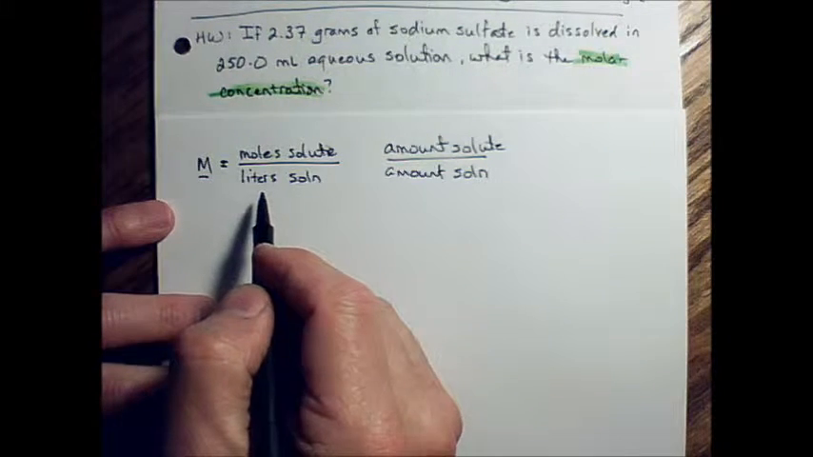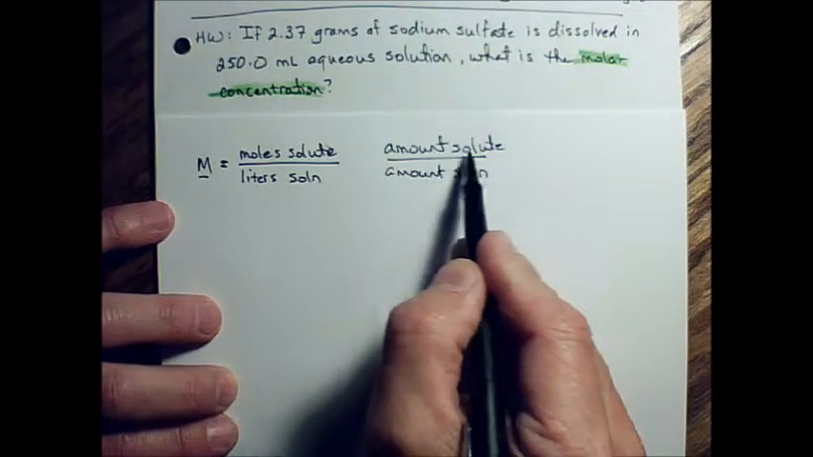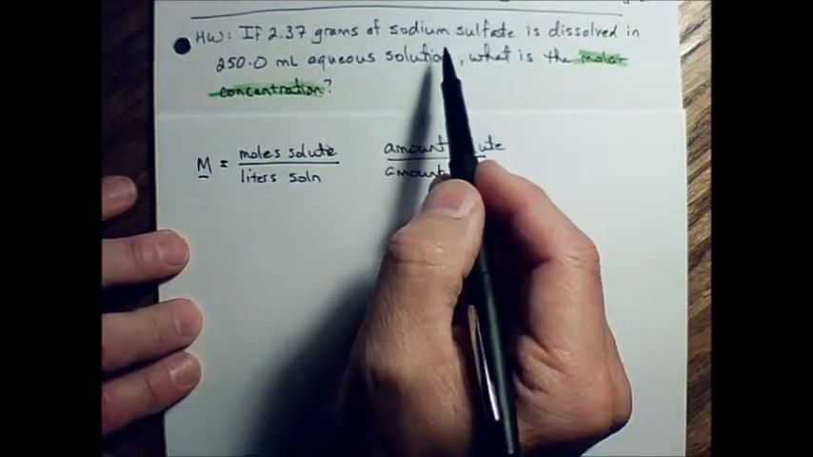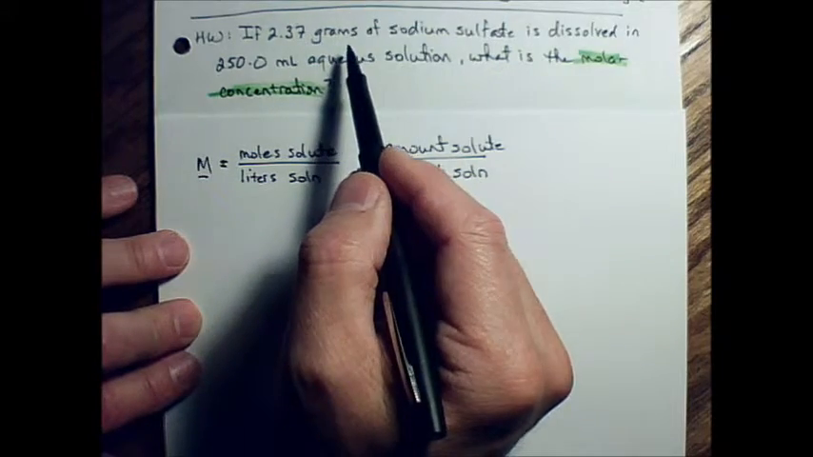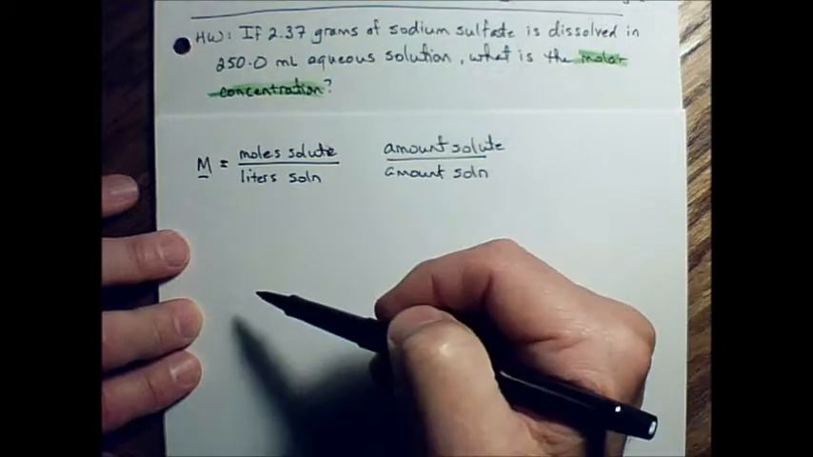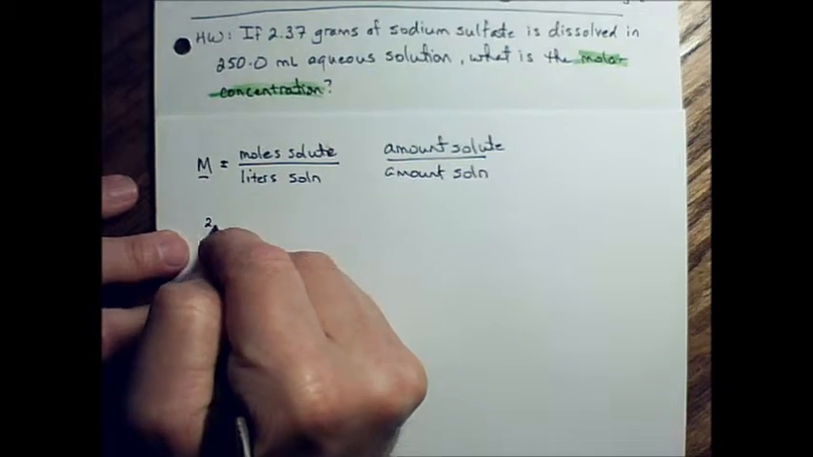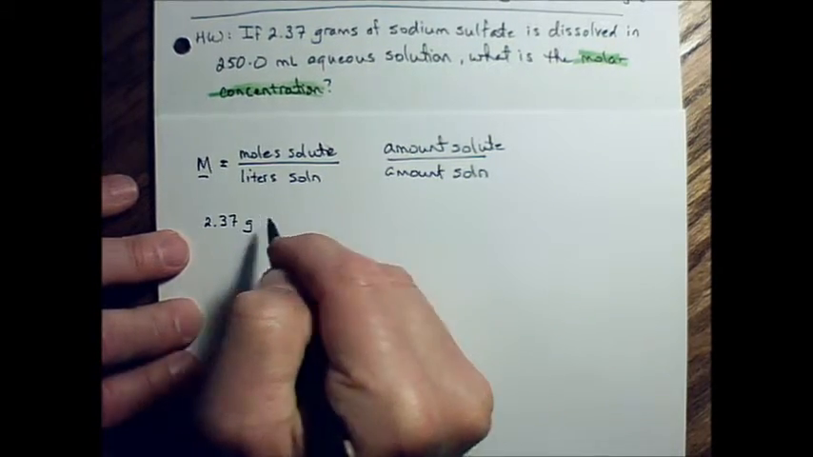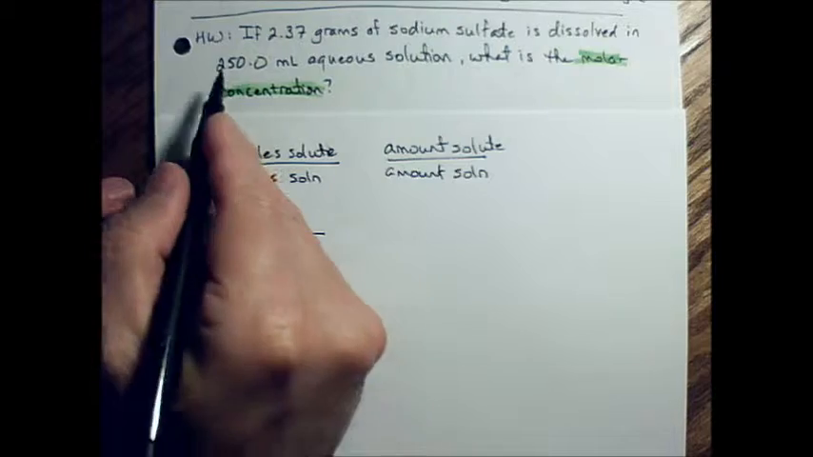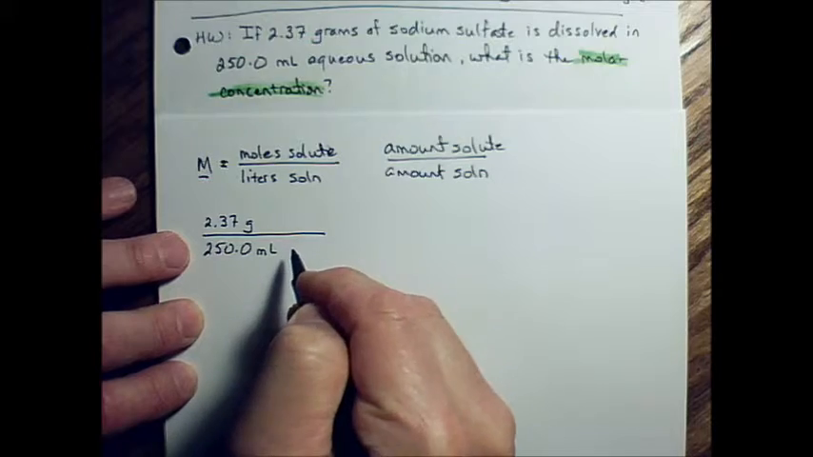All right. Now, since the category is amount of solute over amount of solution, we're going to take whatever amount of solute is in the problem, in whatever units of measurement are there, and put it over whatever amount of solution, in whatever units are there, and start with that fraction and then build our conversions. The amount of solute listed in the problem is 2.37 grams of sodium sulfate, and that's going to go over 250.0 milliliters of this same solution.